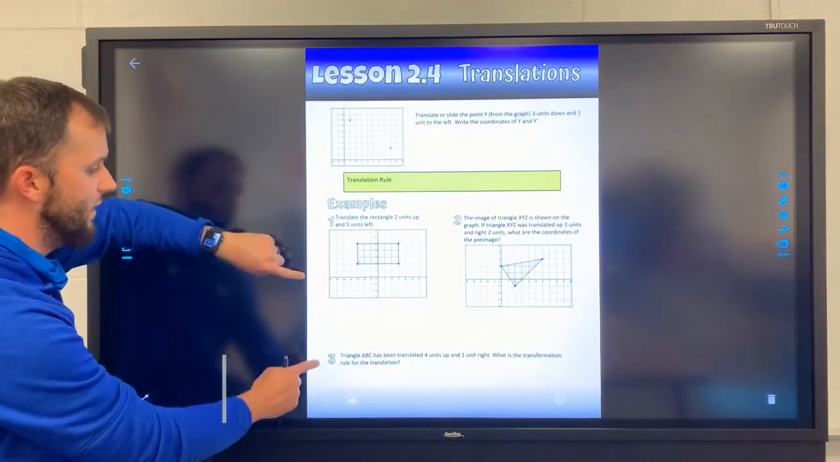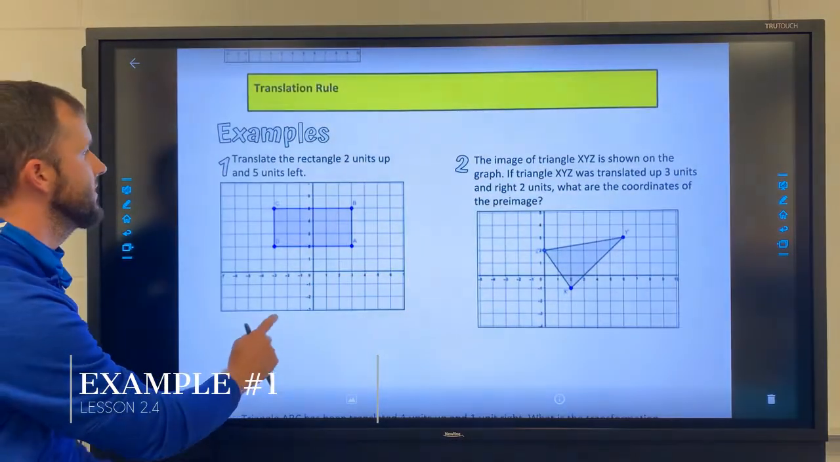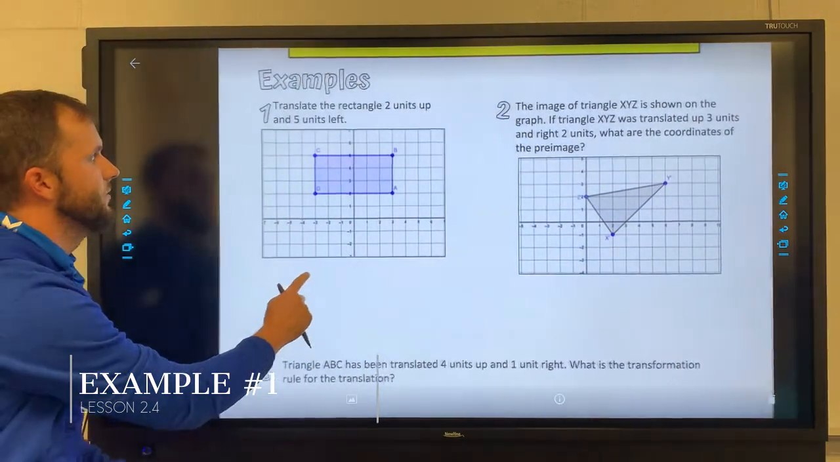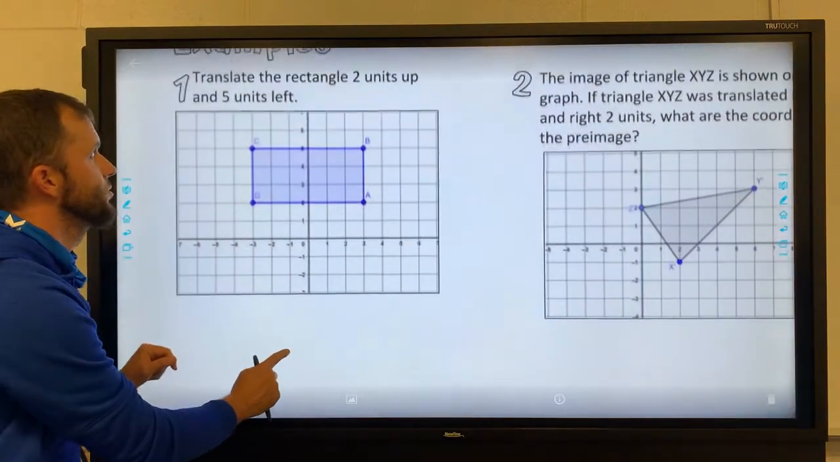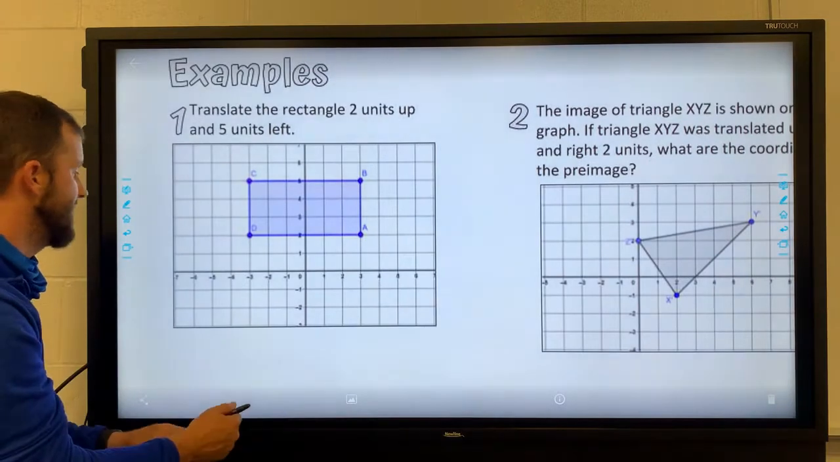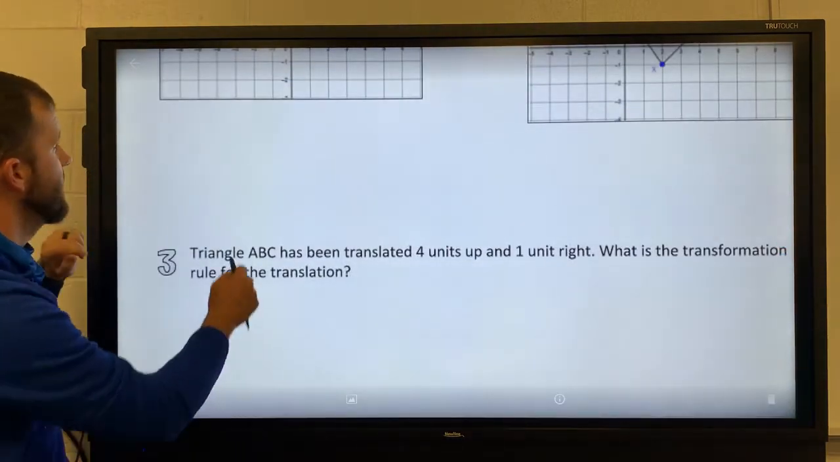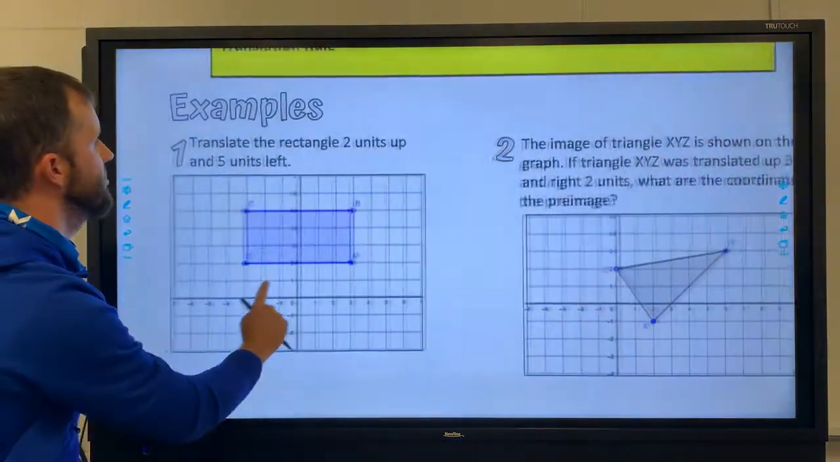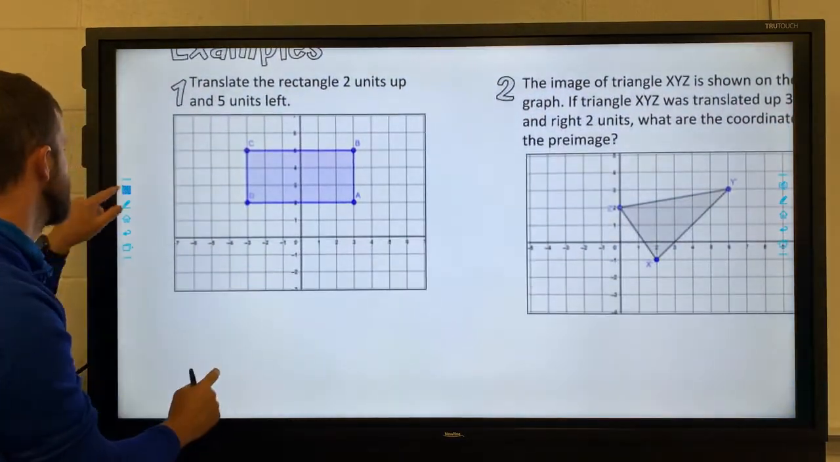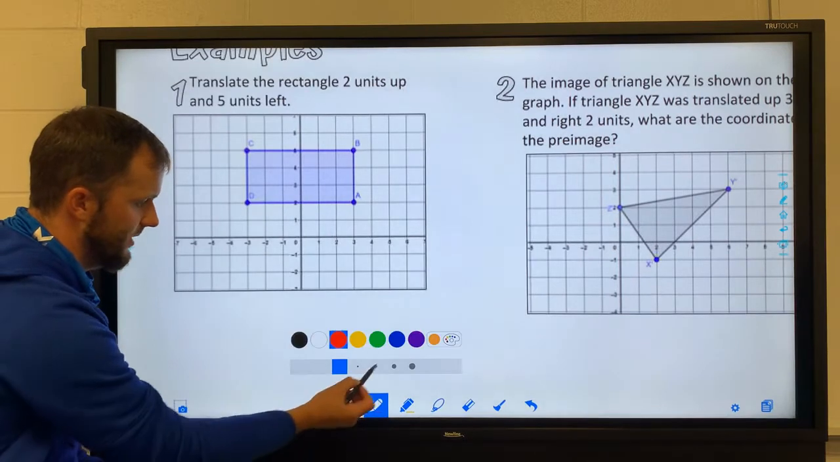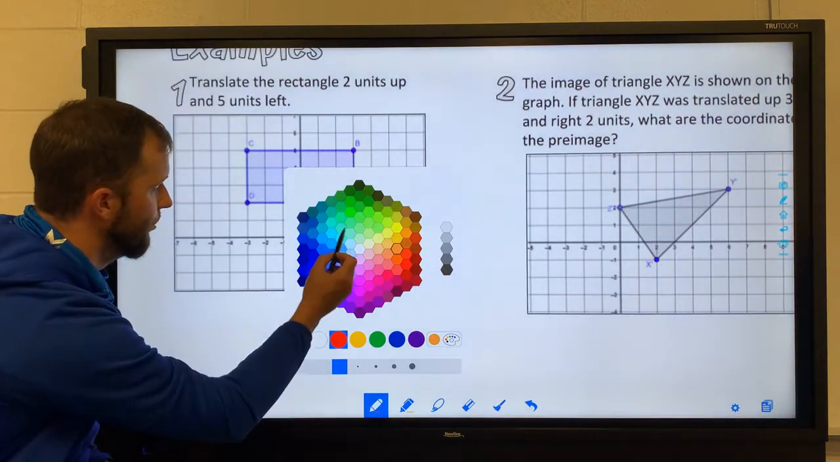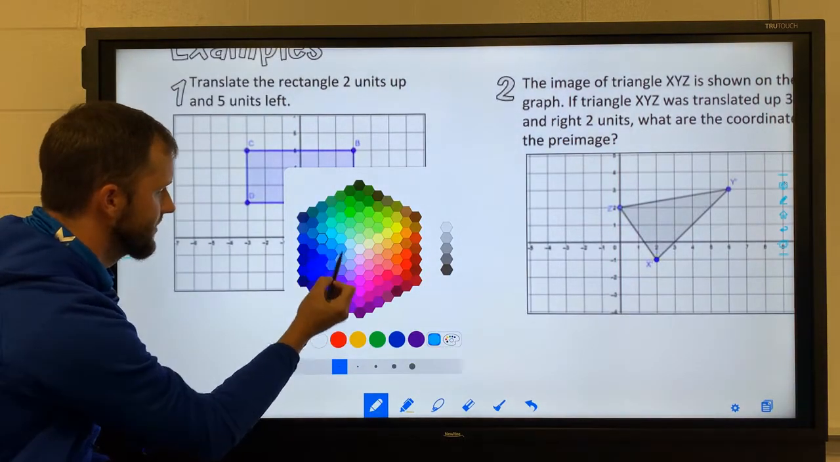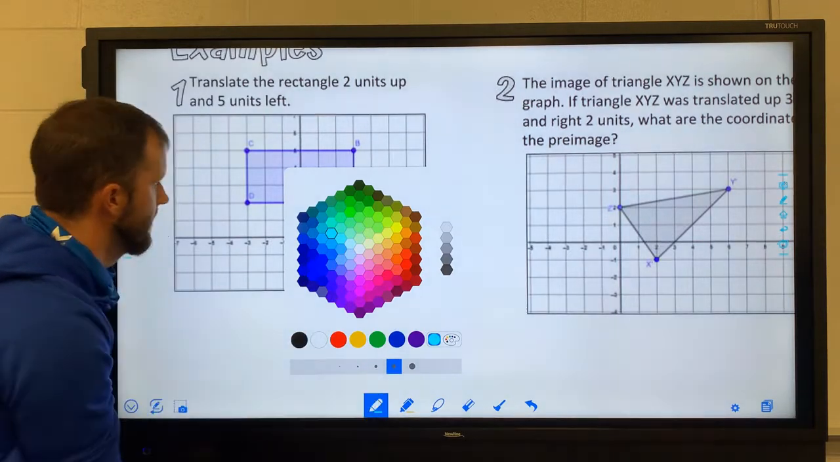Number 1 here. All right. It wants you to translate the rectangle 2 units up and 5 units to the left. So it looks like it just wants you to translate it. Remember, with translations, nothing is going to happen to the whole shape of it. It's always going to stay the same shape. So on example number 1, let's go ahead and look at it. I'm going to use some cool color. Let's use this color right here. I like that color.